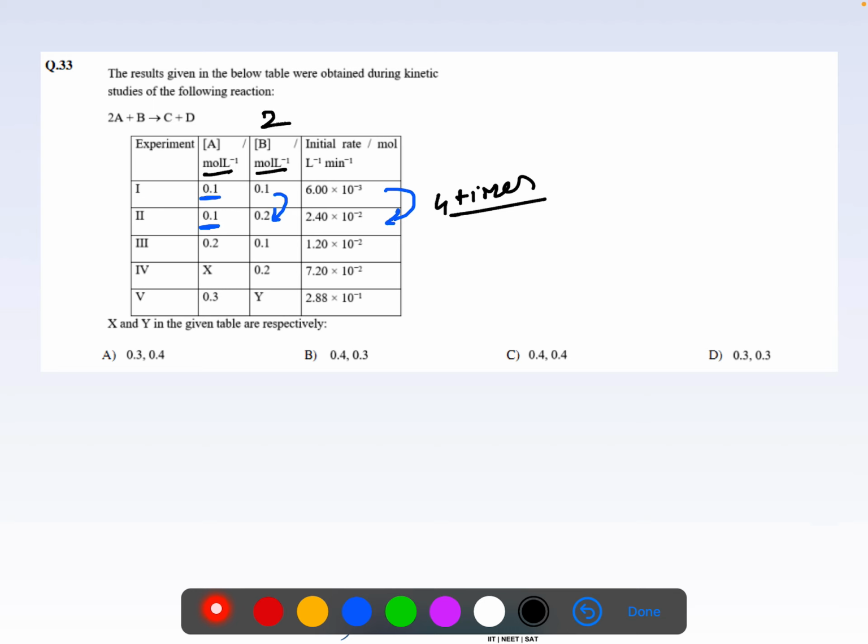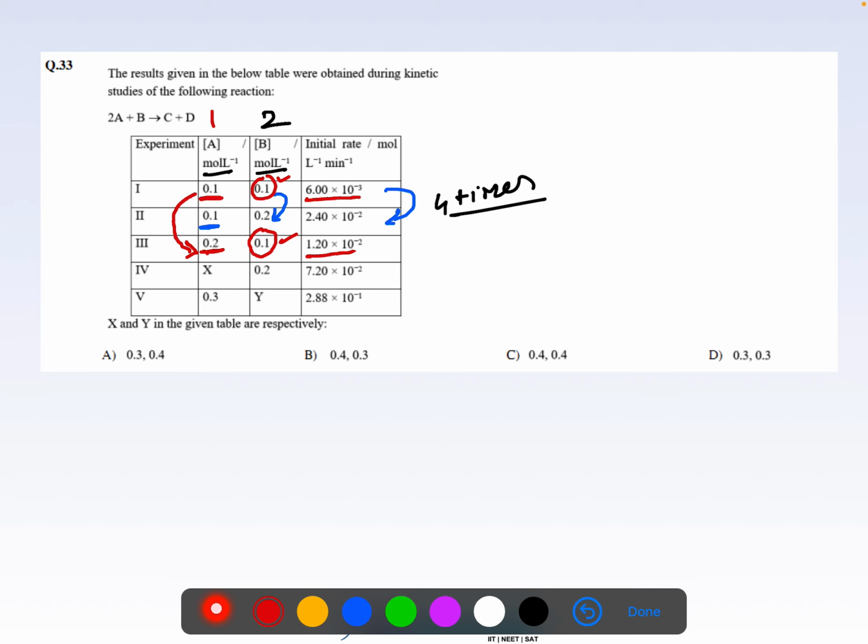Similarly, you observe the concentration of B in experiment 1 and experiment 3, these two. When the concentration of B is kept constant and the concentration of A is doubled, see here, it is doubled. Again from 1 to 3, check the rates. The rate also doubled. See 6, and it is 1.2, that means 12 into 10 to the power minus 3. So we can say the order of the reaction with respect to A is 1.